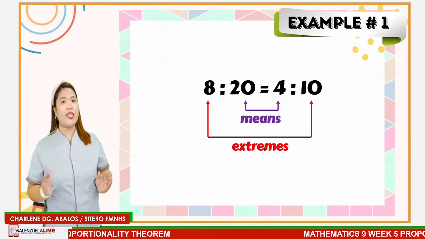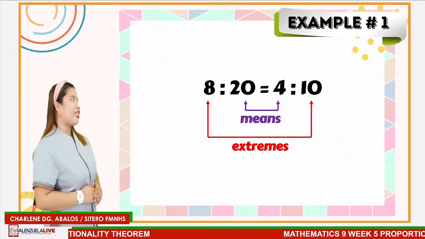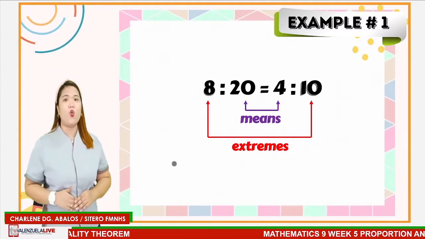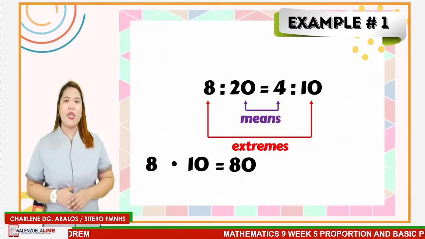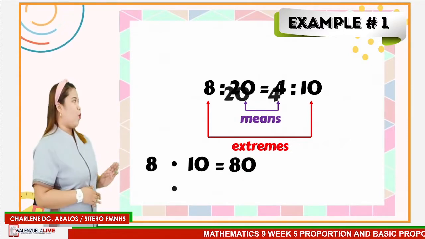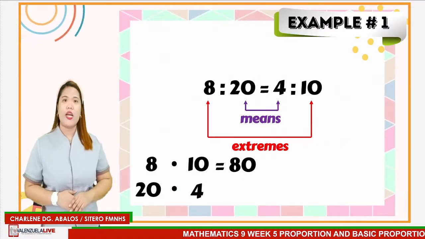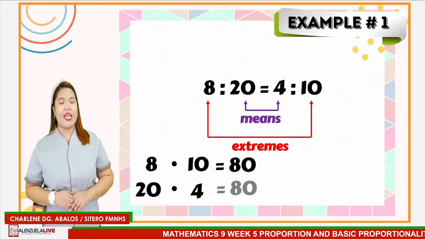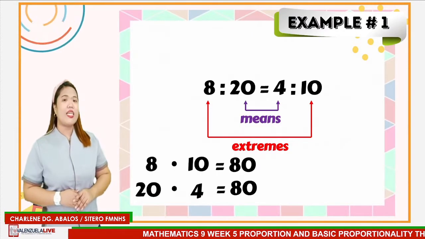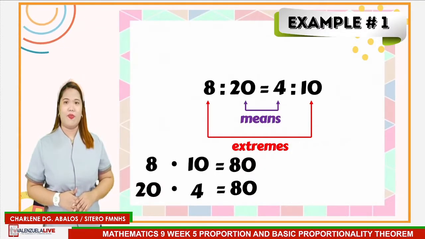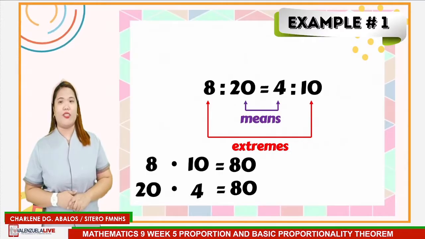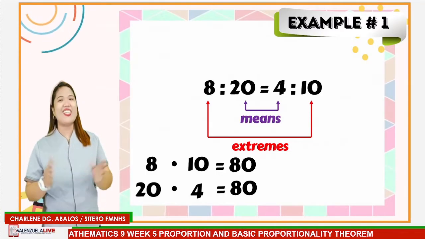So let's multiply the extremes. 8 times 10 is equal to 80. And for the means, 20 times 4 is equal to 80. As you can see, the products are equal. Therefore, they are proportional. Can you still follow?